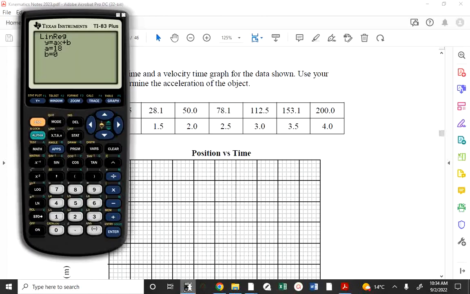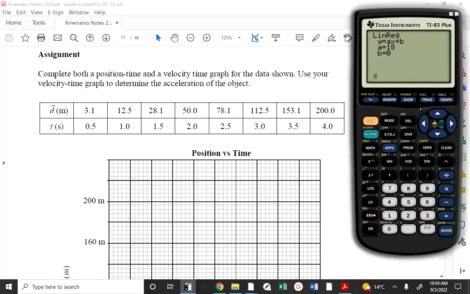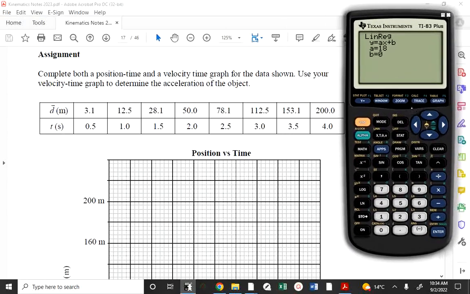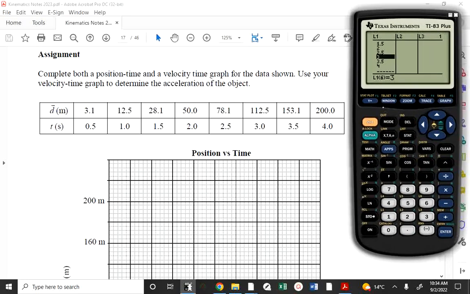So the first thing we're doing is going to construct a position graph on our calculator. We need to clear all of our lists. Go stat, enter to get in there, and enter 0.5, 1, etc. So I've entered all of my times in my data table. They start at 0.5, and then 1, 1.5, 2, 2.5, 3, 3.5, 4.